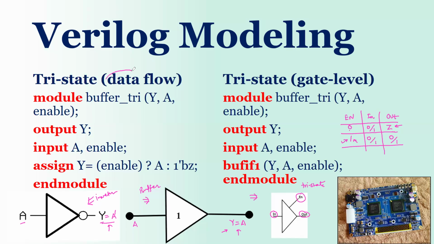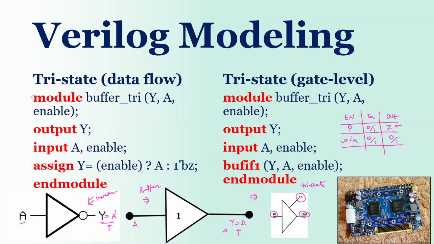So there are two styles of modeling we can use. Data flow is the first, and the second is the structural level or gate level. Gate level is the very lowest level of modeling style, where you specify exactly the way you want your logic to be implemented. Okay, so let us focus on the data flow.